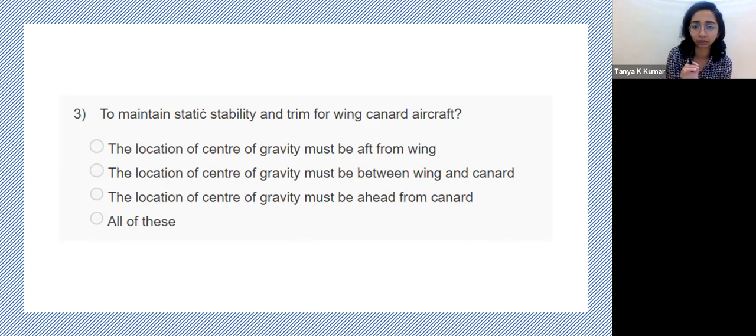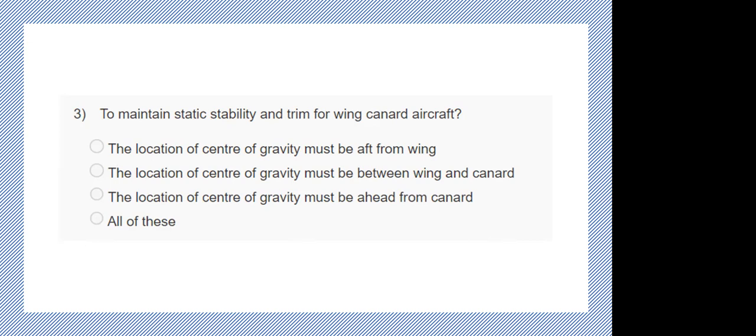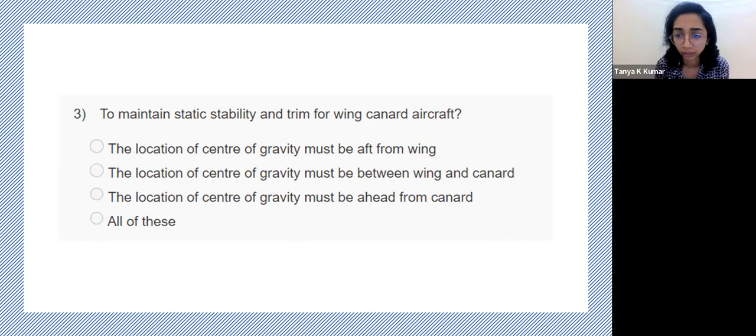The location of center of gravity. Should it be B, the wing? Yes, B option. Center of gravity must be between the wing and the canard.